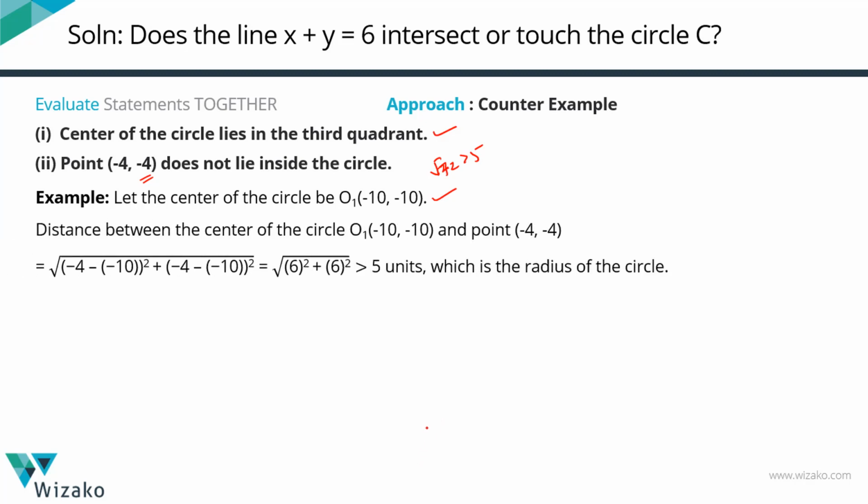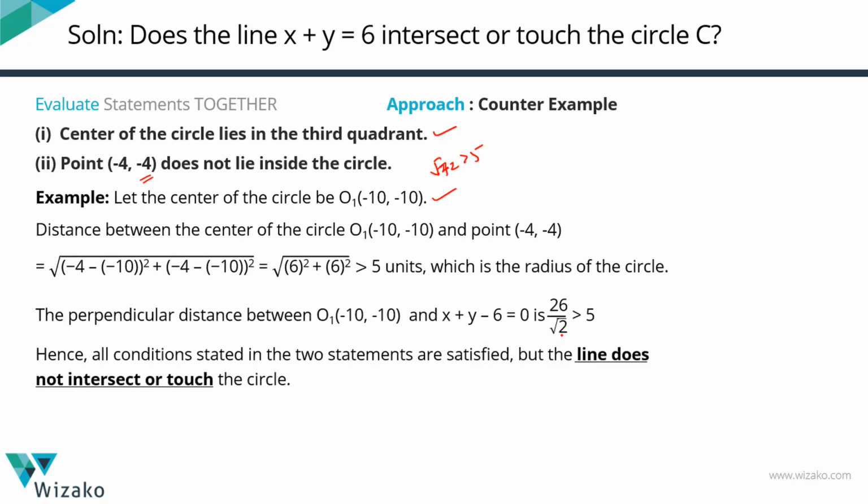The perpendicular distance between the point and the straight line works out to 26 upon root 2, which is a number greater than 5, which means that if the center of the circle is at -10, -10, the answer is a no. Now we need to pick one point for the center of the circle which will satisfy both these things, and we get a yes. If that happens, then both these statements combined together are still not sufficient.